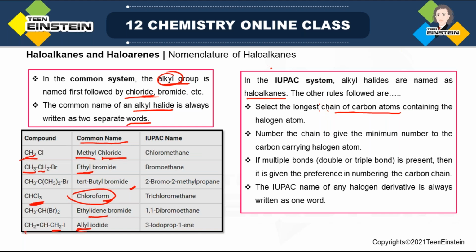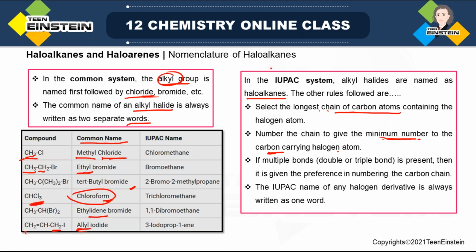You also have to keep in mind that the longest chain should contain the halogen atom. Otherwise, it will not be the correct way to choose the longest chain. After that, we have to number the carbons, but keeping in mind that the minimum number should be given to that carbon with which the halogen atom is attached. That point is also important.